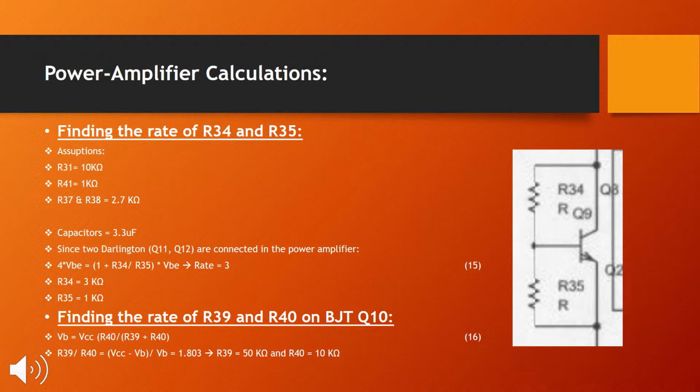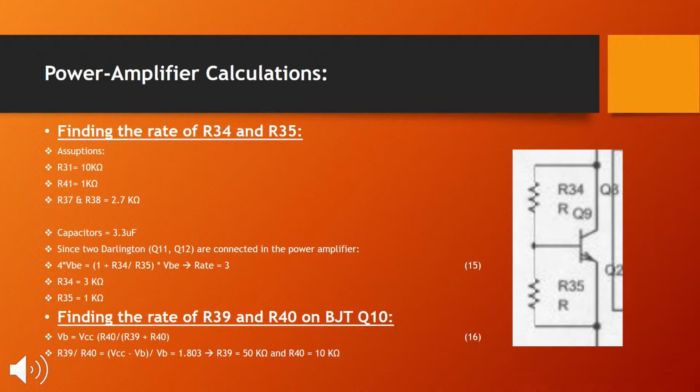and they were connected in the power amplifier, we use equation number 14, in which we multiply 4 times the VBE equal to 1 plus R34 divided by R35 times VBE. And by computing this equation, we obtain a ratio of 3. So we found that R34 was equal to 3K and R35 was equal to 1K.